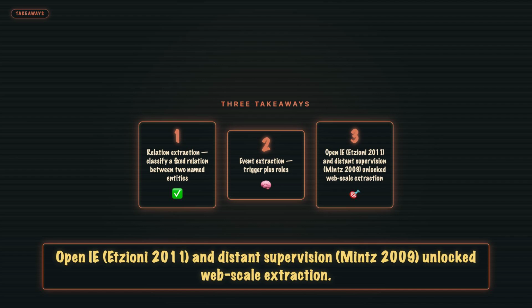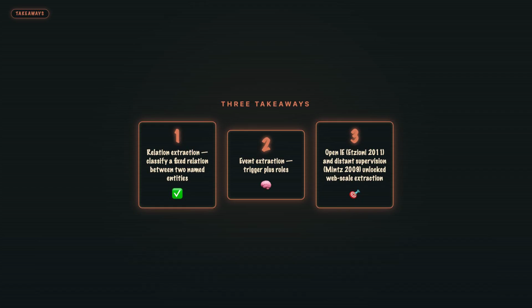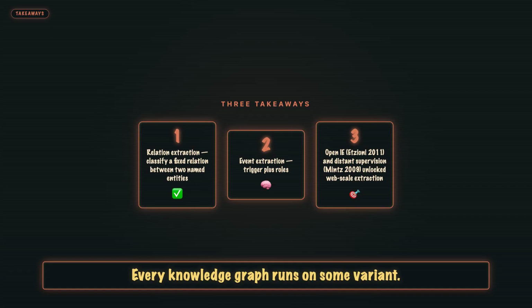3. OpenIE, Etzioni 2011, and distant supervision, Mintz 2009, unlocked web scale extraction. Every knowledge graph runs on some variant. And LLMs may have just made the whole pipeline obsolete.